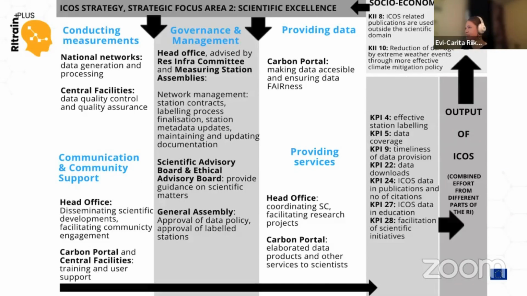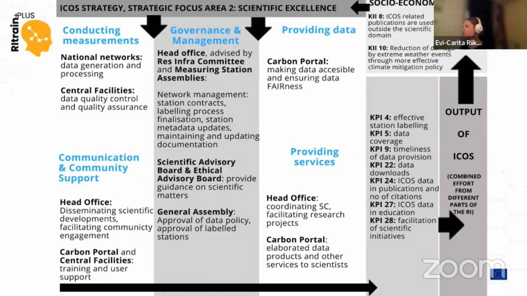each of these activities. So for example, our national networks generate data and process it. Then our central facilities do the data quality control and quality assurance. And they are supported by the head office, who disseminates the developments and facilitates community engagement. And our data portal, together with the central facilities, take care of training and user support, for example. And again, similar kind of tasks have been defined in other core activities. And then governance and management, for example, comes into it as well.